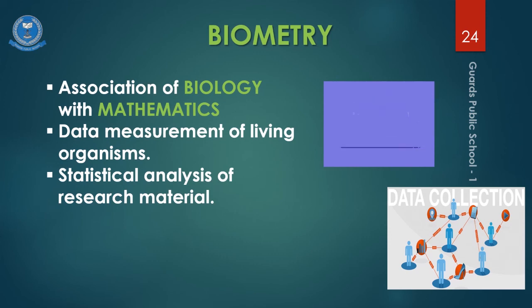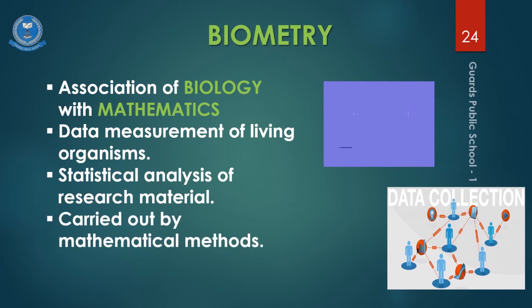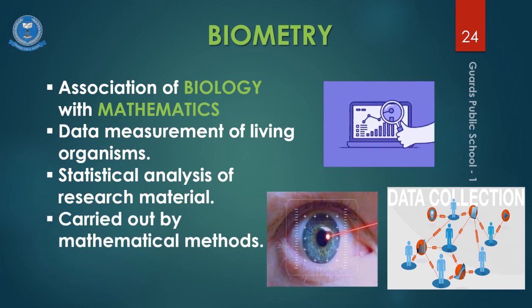Students, we can take an example that biometry is a highly accurate method for calculating the various dimensions of the human eye. These measurements play a key role in cardiac surgery to identify the power of the implanted lens. So students, we must know that all biologists conclude their results by using knowledge of statistics and mathematics.